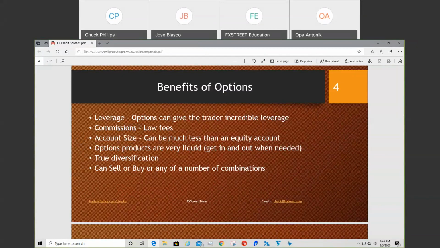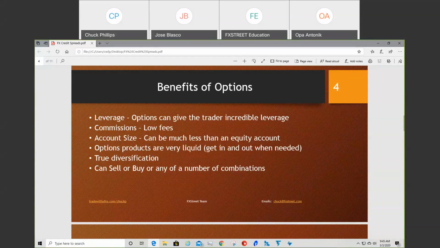Commissions are obviously low right now with the bidding wars that are going on. The account size, you can get in, again, much less. To control 100 shares of Tesla, you can do that with $5,000 versus $80,000 to get the equity. And I know 800 for Tesla is a big number, but it's just to show you the same thing with a $20 stock. The proportion is the same. You can get out basically just about any time you want.